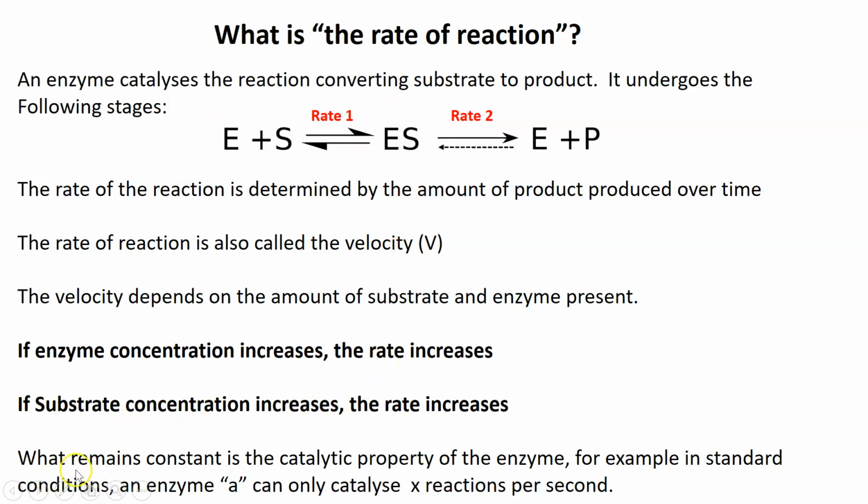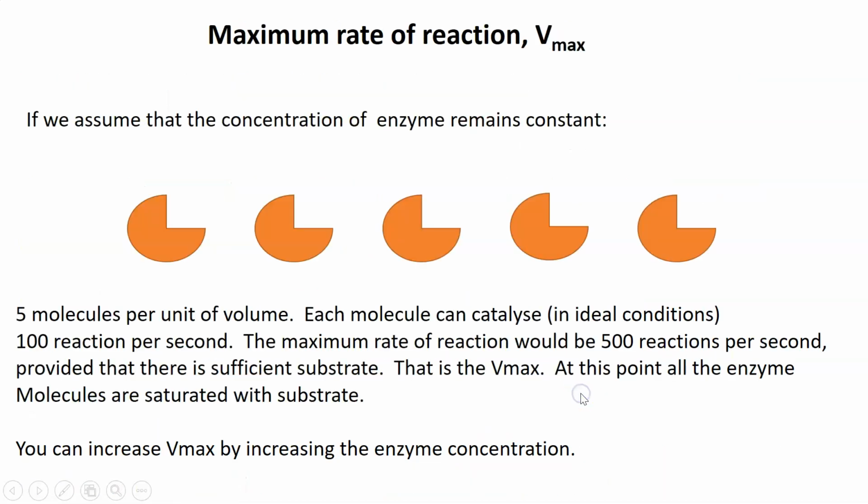Now, what remains constant is what we call the catalytic property of the enzyme. Let's just say that one molecule of enzyme can only catalyze five reactions per second in optimal conditions. That will remain the same, provided the enzyme's in its optimal conditions. So one particular molecule of enzyme can only carry out a maximal rate of five molecules per second. That's just a figure I've come up with to demonstrate what doesn't change.